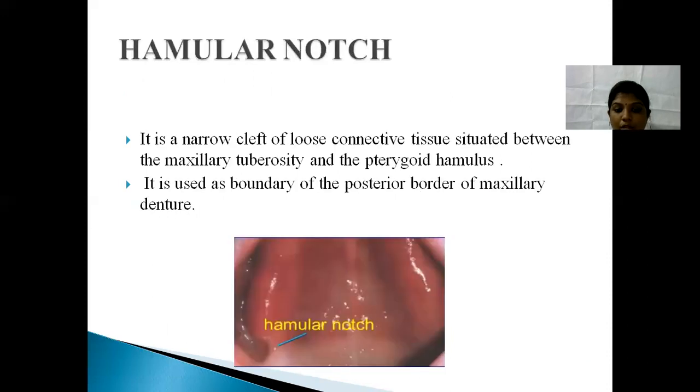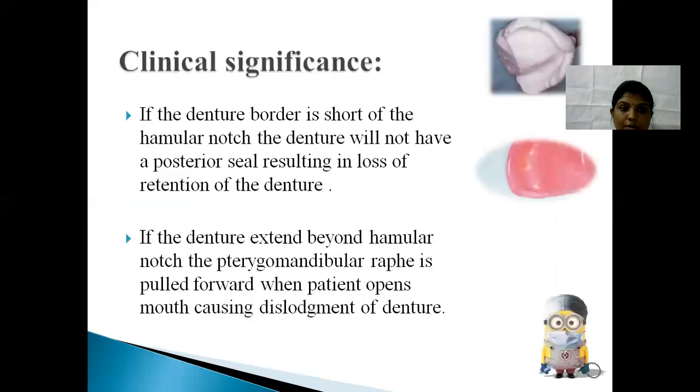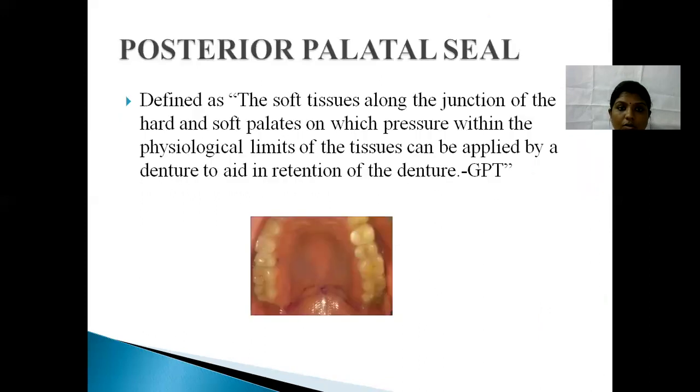Then comes the hamular notch. The arrow points to the hamular notch, which is nothing but a narrow cleft of loose connective tissue, located between the maxillary tuberosity and the pterygoid hamulus. This will determine the posterior border of the maxillary denture. Clinical significance: if it is short, the denture will have poor retention. If it is extended beyond, when the patient opens the mouth, the denture will fall down.